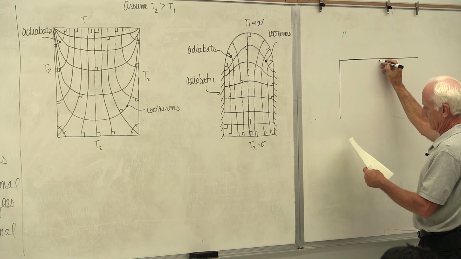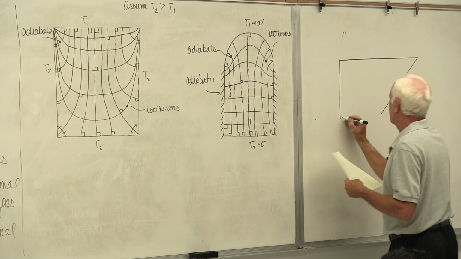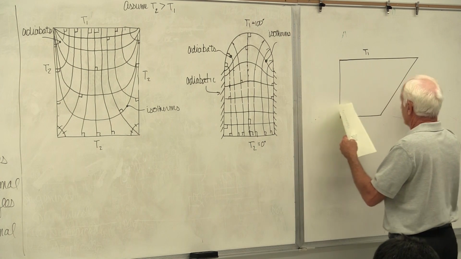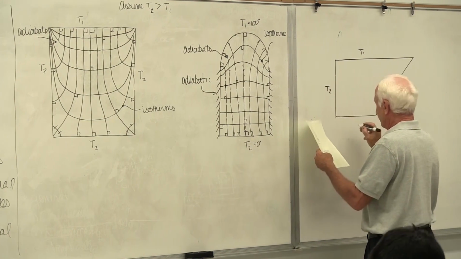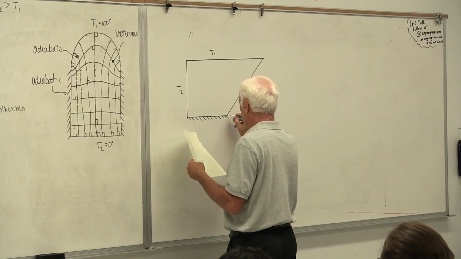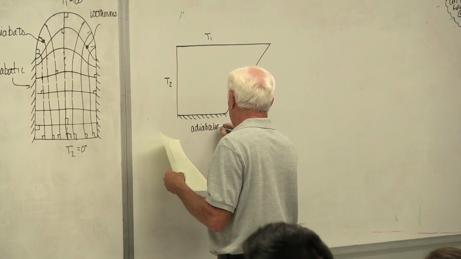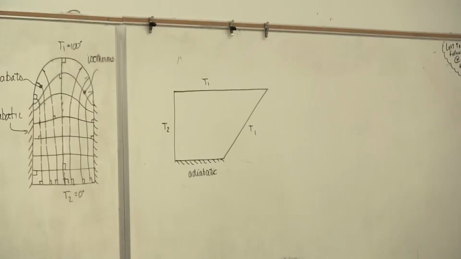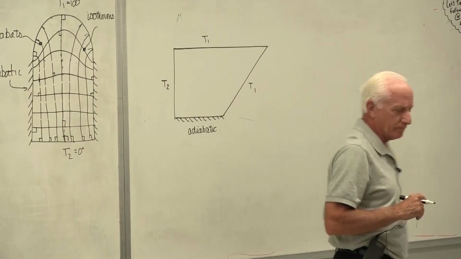Let's see here, right about here. This is T1. This is T1. This is T2. This is adiabatic boundary. Okay, so draw the heat flux plot.